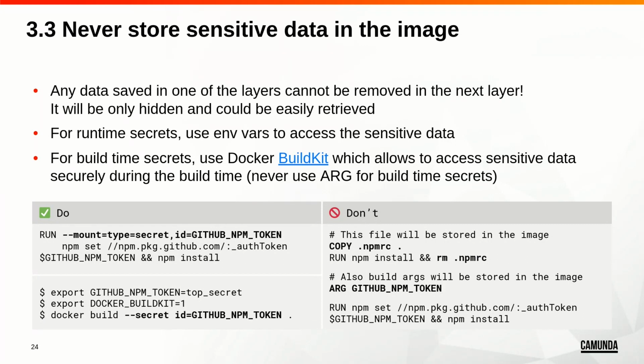In that case, use the mount feature from Docker BuildKit, and in the example, I pass the GitHub npm token from the host to Docker build, and unlike using the ARG instruction, it will not be saved in the image, so it's safe to use. Actually, BuildKit has many other options. Check them for advanced use cases if you have one.